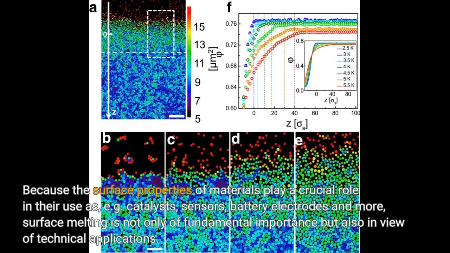Because the surface properties of materials play a crucial role in their use as, e.g., catalysts, sensors, battery electrodes and more, surface melting is not only of fundamental importance but also in view of technical applications.